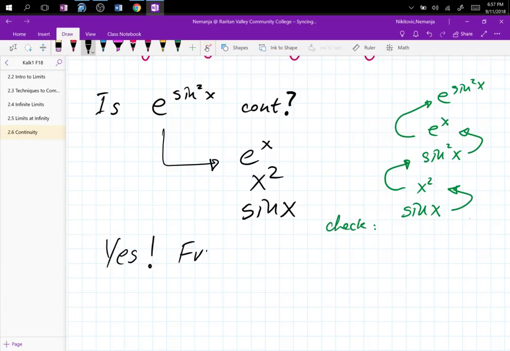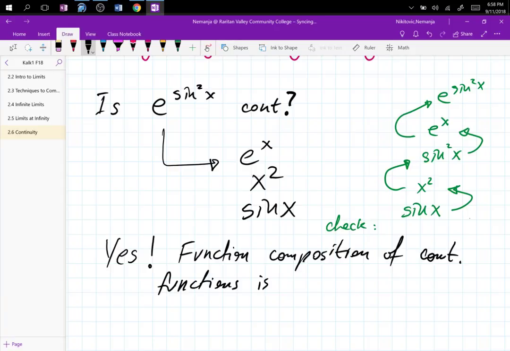Function composition of continuous functions is a continuous function.